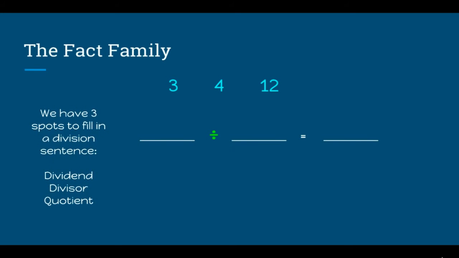We have 3 spots to fill in a division sentence: the dividend, the divisor, and the quotient. Let's start with the dividend. 12 is going to be our dividend because it's the biggest number and represents the total number of objects. 3 is going to be our first divisor, which means that we are going to divide 12 by 3. And we're going to make 4 our quotient. So if I were to have 12 objects and divided them into groups of 3, that means I would have 4 total groups.